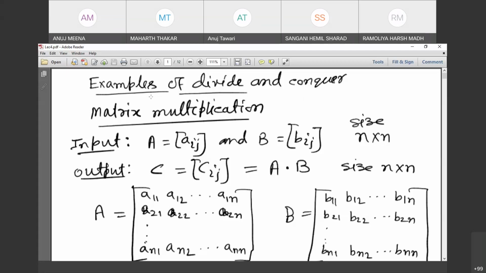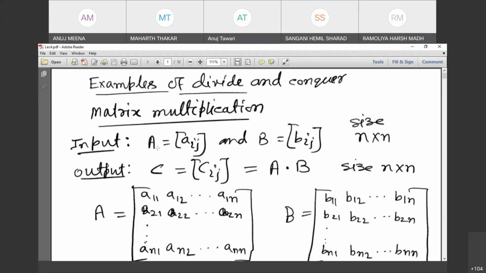I think I introduced this example to you, matrix multiplication. We will need this problem later also for designing algorithms. This is a very important linear algebraic problem with tons of applications. Basically, in every area you need to multiply matrices.